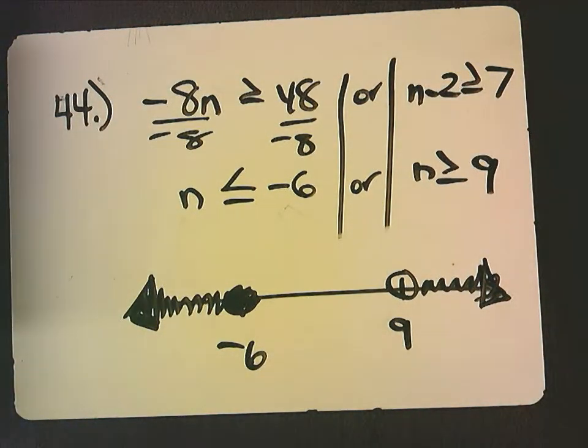Less than or equal to -6 goes this way. And remember, that's what an or inequality looks like. It can go in either direction. Okay, so that ends this part of the packet.